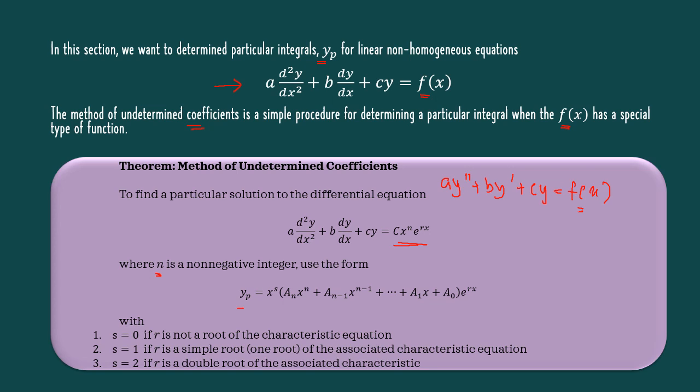So our yp will have this form: x^s multiplied with (a_n x^n + ... + a_0) multiplied with e^(rx), where s equals 0 if r is not a root of our characteristic equation, and s will be equal to 1 if r is a simple root, or we can see it as one root of our characteristic equation, or s equals 2 if r is a double root of our characteristic equation.